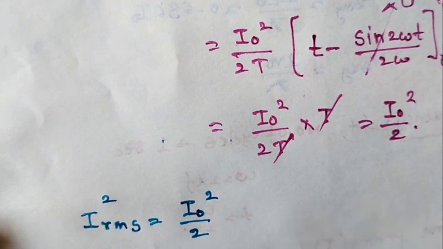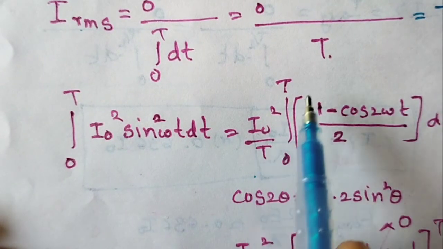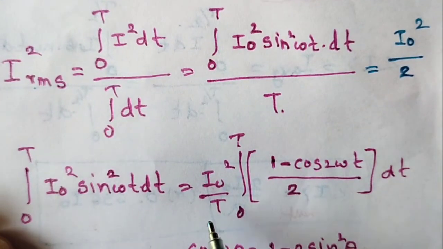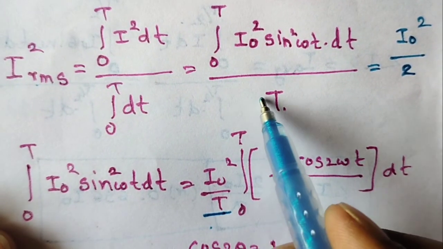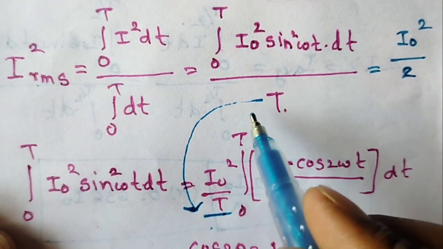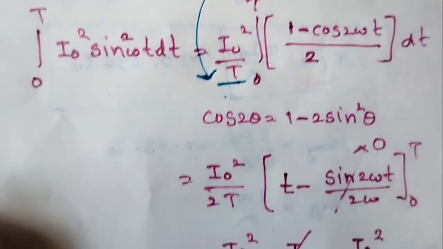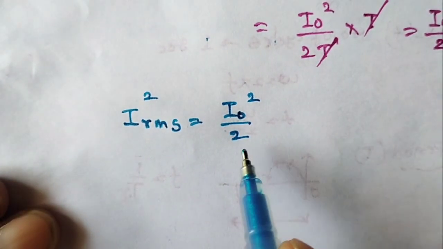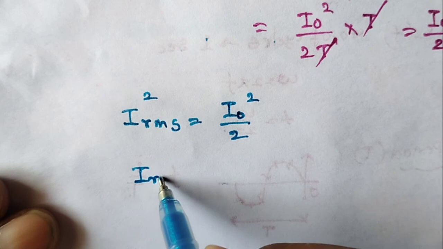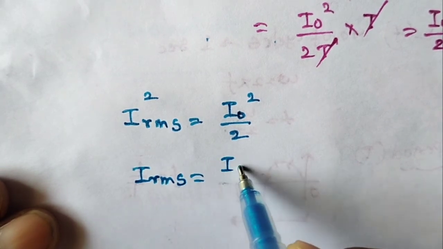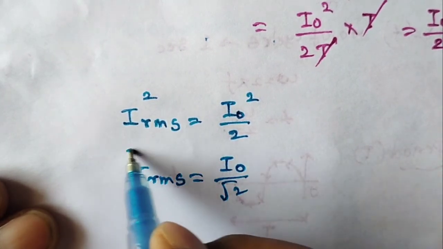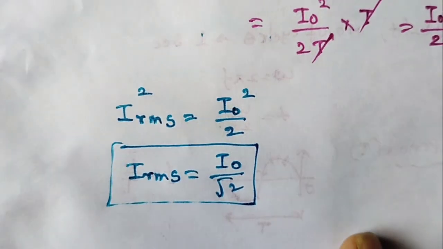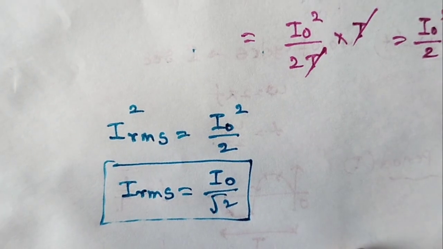Here this is 1 by T. Actually this is the integration by T. This T is indicated; don't confuse, this T is substituted finally. So here I square RMS is equal to I naught square by 2. So what is the IRMS? IRMS is equal to I naught by root 2. So IRMS is equal to I naught by root 2.